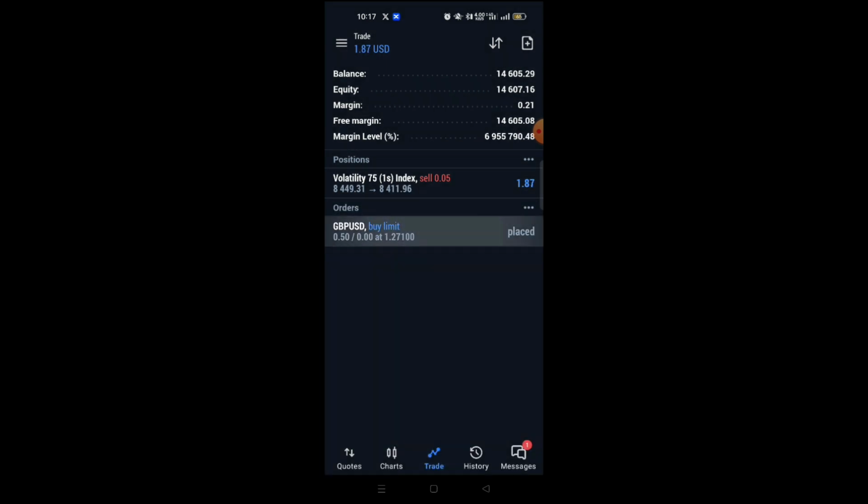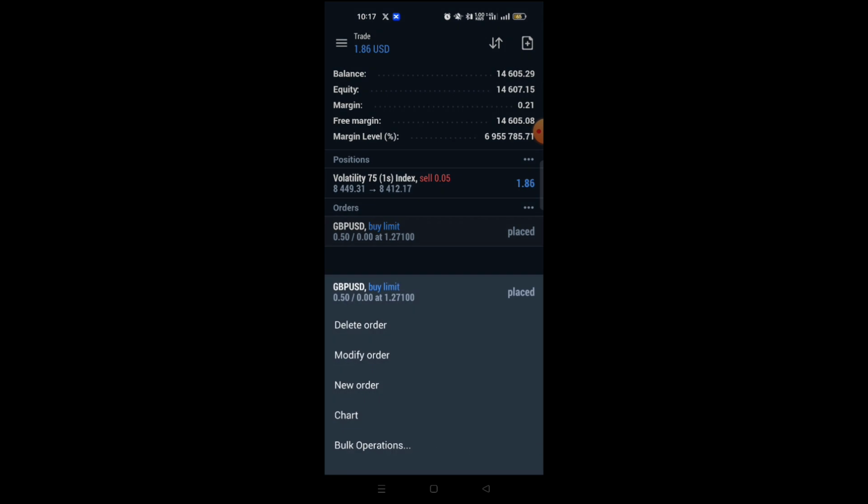I click on this, I press down. Can you see? You press down, then you click on chart. You can also modify your order and anything, but this is what you need so that you want to be sure that the amount you put is correct. So you click on chart.